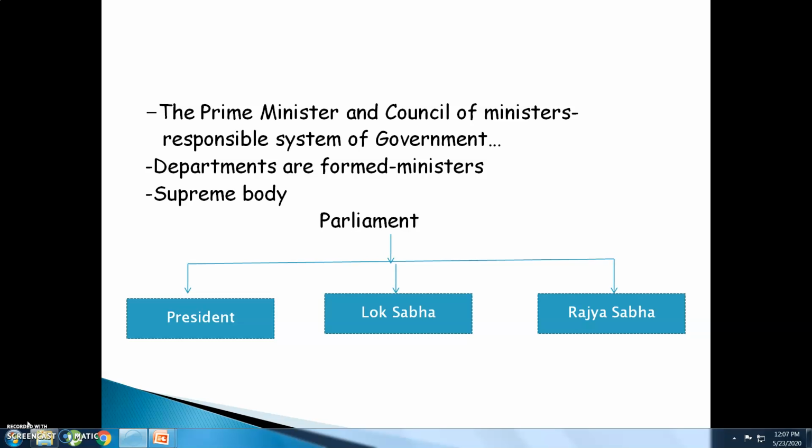Each department is formed. For example, Department of Education, Department of Health, Department of Agriculture, and each department is allotted to a particular minister to take care of it. And that is why it is called the supreme body or the important body of the Indian government.